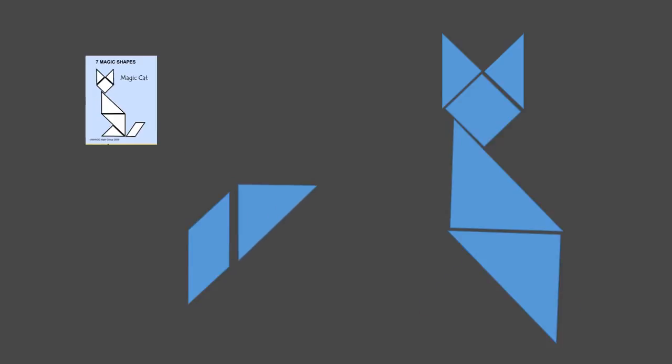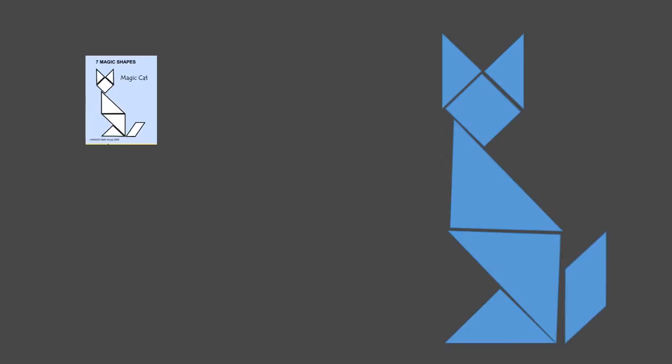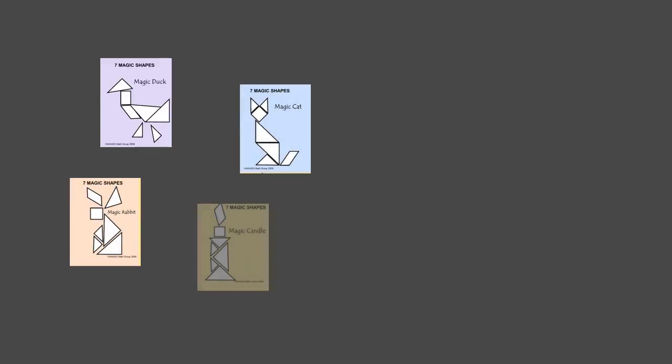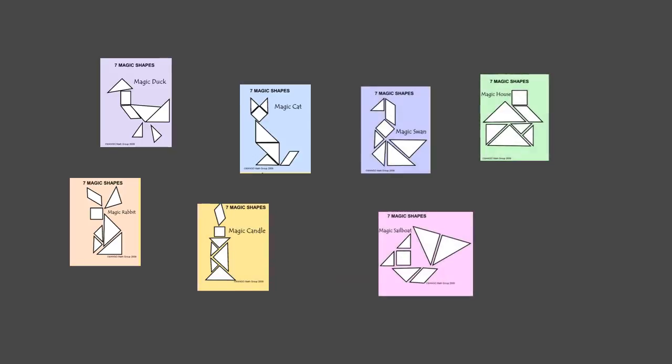In this case, they're going to flip that tail over. And check to see that the image that they created with the tangrams is as close as they could possibly get to the image on the card. From there, the students can create the other shapes. There's a duck, a rabbit, a cat, a candle, swan, house.